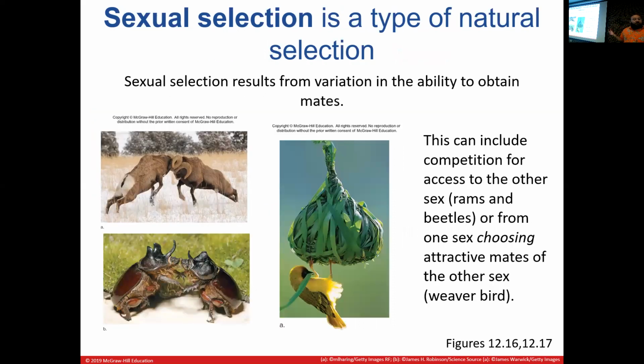So sexual selection results in a variation in the ability to obtain mates. For instance, this can include competition for access to the other sex. Things like rams and beetles are going to compete with each other, or one sex choosing the attractive mates over the other sex. Particularly in birds, the female bird is more responsible for basically determining if reproduction is going to happen than in any other situation, from what I remember. More often than not, you have very strongly driven female-derived mate choice in birds because for whatever reason, it just kind of evolved that way.